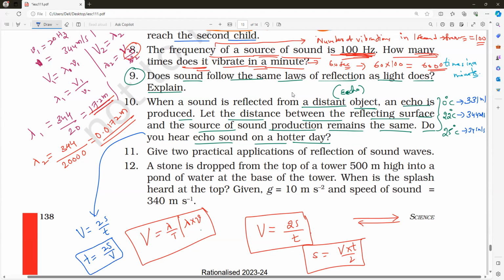So now, if you have noticed, they are saying that the distance between the reflecting surface and the source of sound production remains the same. Distance same only. But now you see the speed of sound and time. Have you checked it, everybody? The temperature increases on a hotter day, so V increases or decreases? Velocity increasing. But distance remains same or varies? They are saying distance remains the same, constant. But what about the T? Velocity and T, are they directly proportional or inversely proportional?